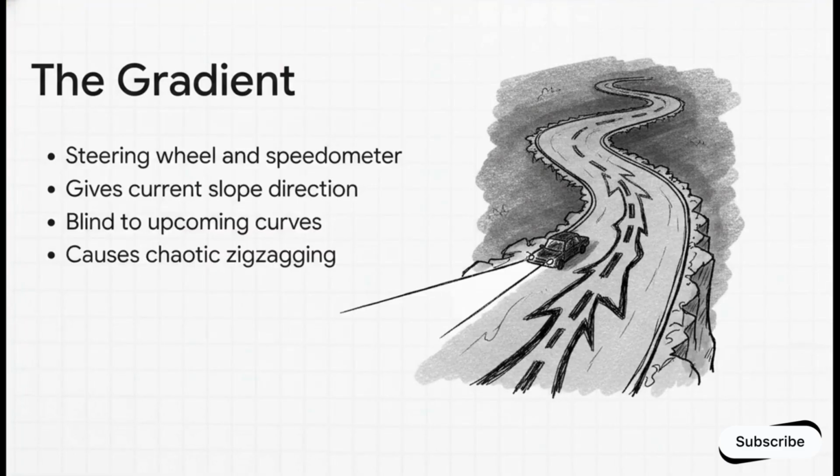Okay, so let's really think about this. Historically, scientists trying to navigate these complex mathematical landscapes hit a massive wall when they encountered long, narrow valleys. Think about it like driving a car through the mountains in the pitch black. The gradient, that first-order information, is really just your steering wheel and your speedometer. It gives you your current slope direction, sure, but it has absolutely zero idea what the shape of the road ahead actually looks like. It's completely blind to upcoming curves. If you're only looking at your current slope, pointing your wheels downhill, and just flooring the gas, you are literally going to fly right off a hairpin turn. And that right there is what causes all that chaotic zigzagging.